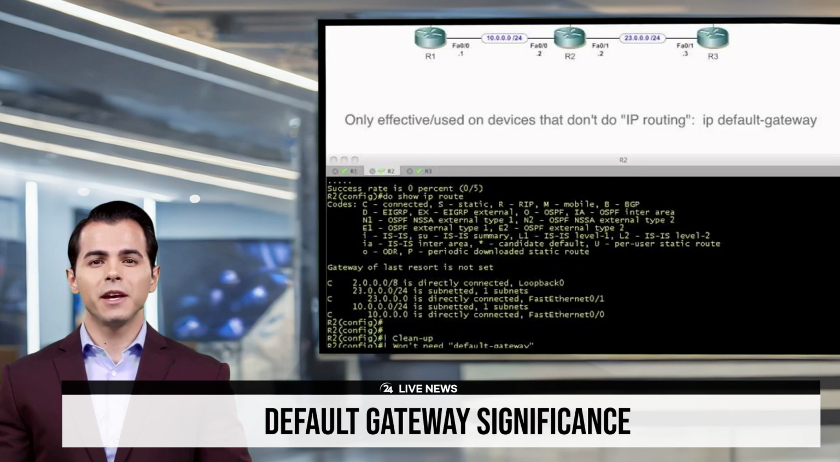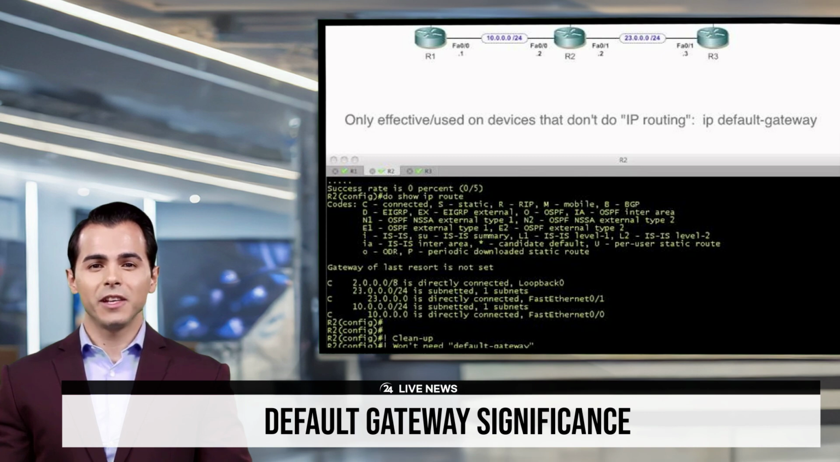Usage of the default gateway in a Cisco network. The default gateway plays a vital role in enabling connectivity and facilitating the flow of traffic. Here are some key aspects of its usage. 1. Interconnecting networks. The default gateway connects different networks, allowing devices within a local network to communicate with devices in other networks. It serves as the entry point for traffic leaving the local network, forwarding data packets to their intended destinations across external networks.